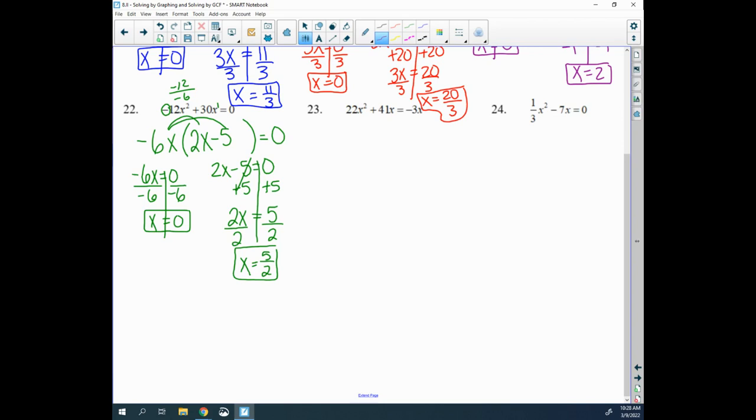All right, look at 23. What do I not like about 23? It's not equal to 0. We need it equal to 0. Probably the easiest thing to do is move this negative 3x, because that way I only have to move one thing. How do I move a negative 3x? Add 3x. And I'm going to put it right underneath his like term. So these cancel, leaving me with 0. Over here, 41x plus 3x would be 44x. And 22x squared has no like term to combine with, so he just comes on down.